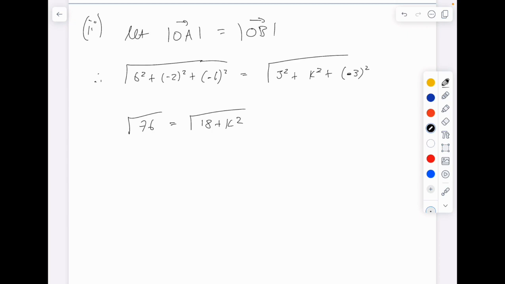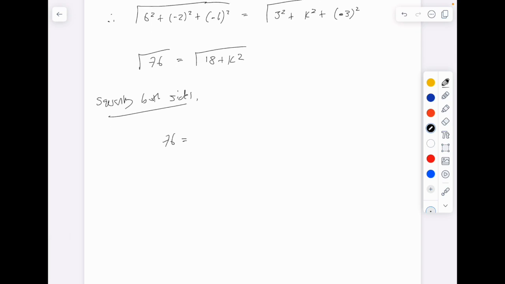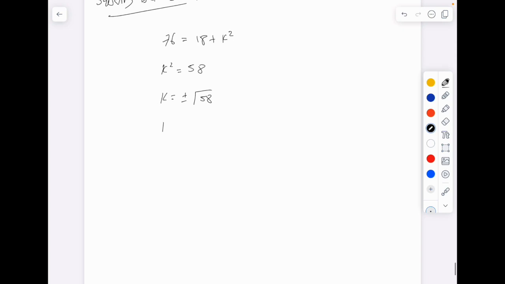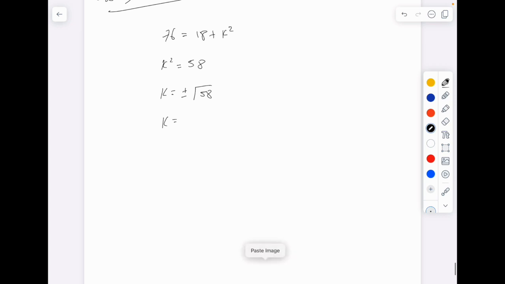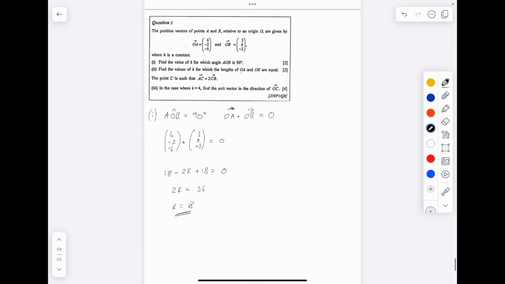Okay, so if we square both sides now, we're going to get 76 is equal to 18 plus k squared, which means that k squared is going to equal 58. So k is going to equal plus minus root 58. Okay, which means that k is effectively equal to plus minus 7.62. Okay, cool.